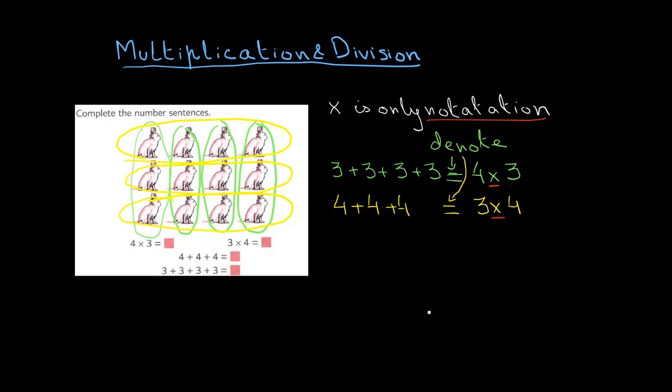So that's something that we learned, that 4 threes must be equal to 3 4s. So this equality is really a must. Okay? So this is what we knew about multiplication.